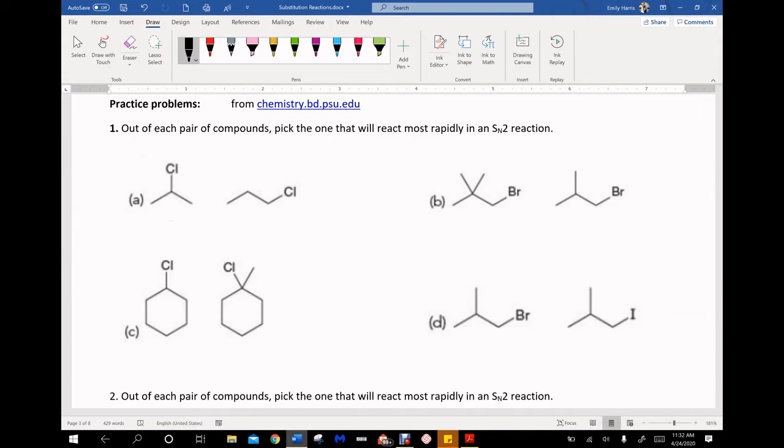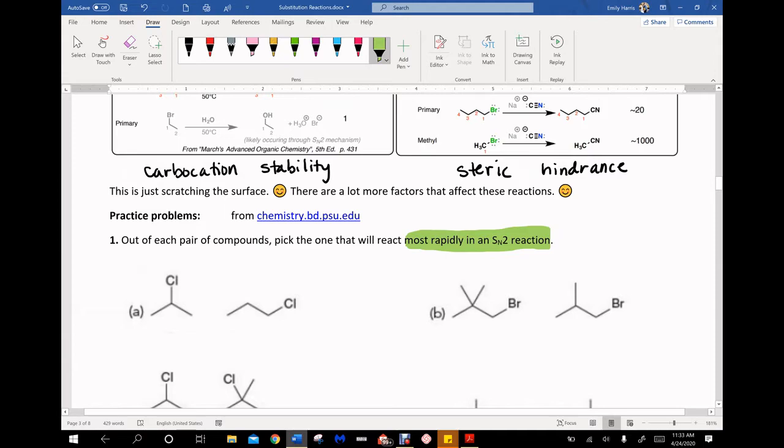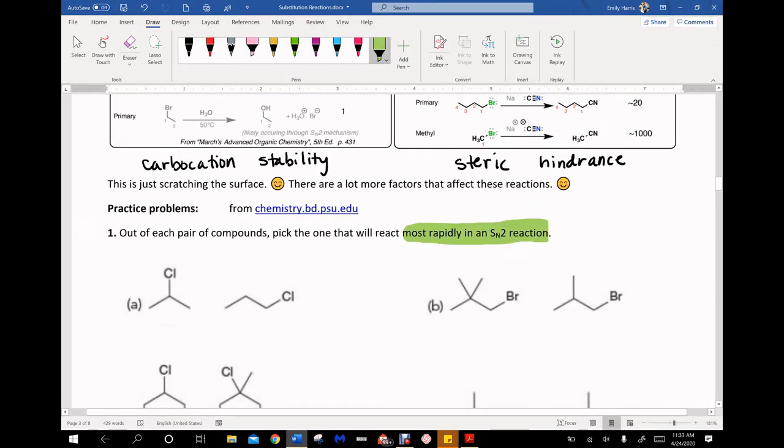So question 1 says, out of each pair of compounds, pick the one that will react most rapidly in an SN2 reaction. If we think back, the SN2 reaction is the one where everything happens in one concerted step. You have the leaving group leaving at the same time that the nucleophile is coming in. And so what affects the rate of the reaction is the steric hindrance from the molecule that contains the leaving group. If it gets in the way, which one will be easiest for everything to interact on?